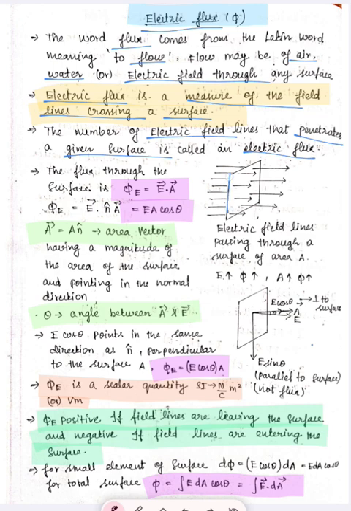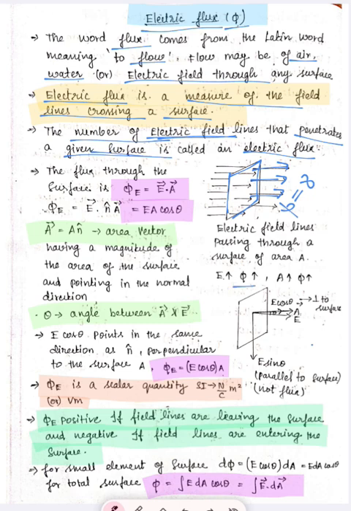Example, you consider this surface. When you place this surface in the electric field, lines are passing through the surface like this. We know what is electric flux. Electric flux is the number of field lines passing through the surface. We denote electric flux as phi. So here phi is 8 because 8 field lines are passing through the surface. So flux is 8, that is phi is 8. So flux is nothing but the number of field lines passing through the given surface.